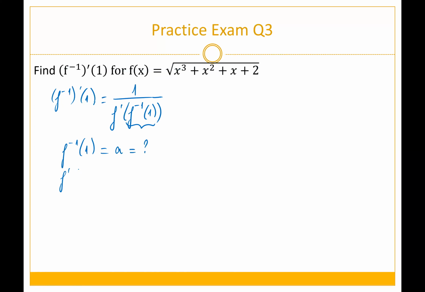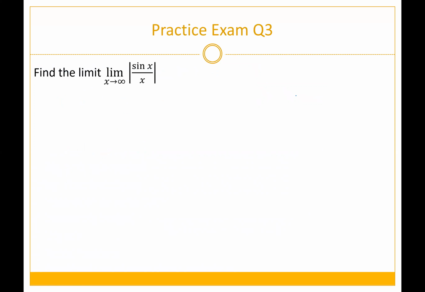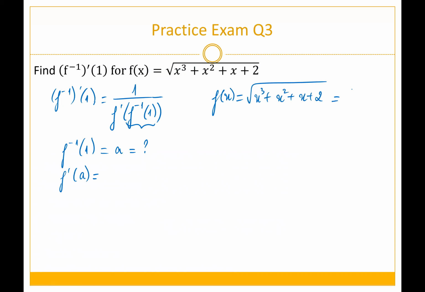Now, if we look at this, f(x) is equal to square root of x cubed plus x squared plus x plus 2. We have to find a value of x that gives this entire value equal to 1, or just the inside equal to 1, because the square root of 1 is 1. So then we have to solve x cubed plus x squared plus x plus 2 equals 1. I would say the approach is that you plug in simple numbers like 0, 1, or -1 and see which one works.